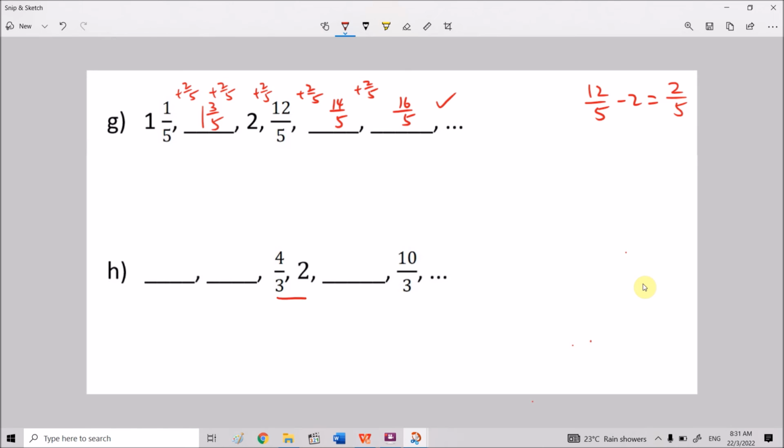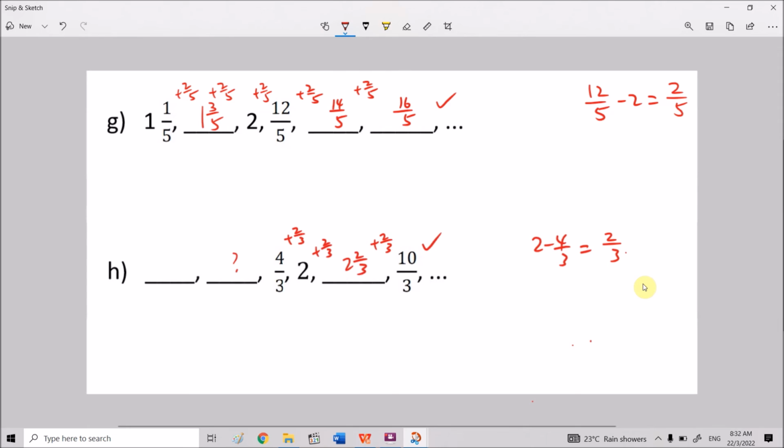The last example here, we have 4 over 3 and 2. You can see that the values are increasing as well. So increase by how much? If you want to do this in fraction form, you take 2 minus 4 over 3, and you get 2 over 3. Hence, 4 over 3 plus 2 over 3 gives 2. Now we want to check whether this is the pattern. We take 2 plus 2 over 3, you get 8 over 3, and adding 2 over 3 again, you get 10 over 3, yes. Hence, this is the pattern.